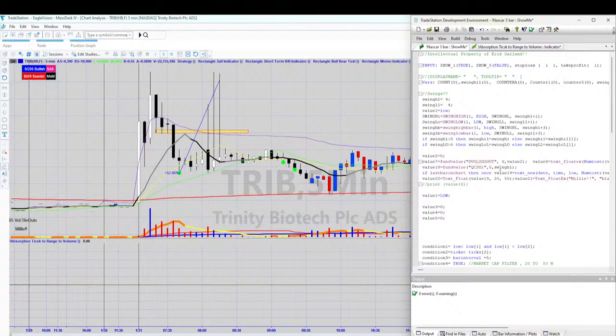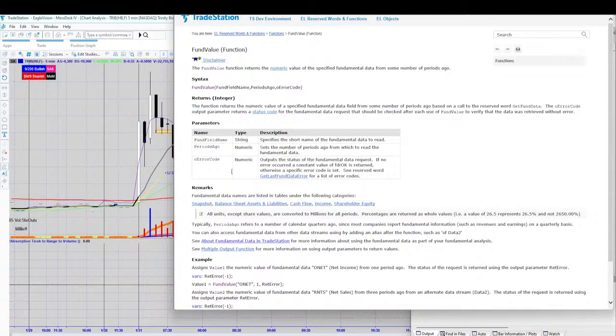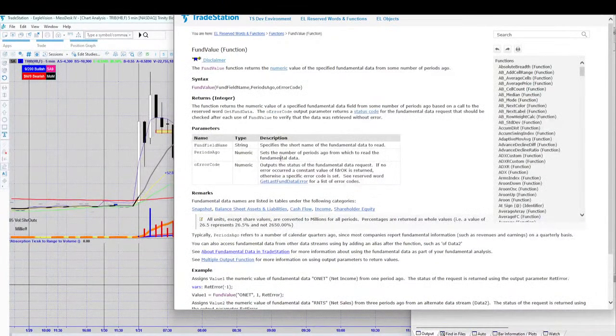And then 0, I don't know what 0 is. Oh, the periods ago. Some of the fields are going to give you historical data, so you can do it from a number of periods ago. Some of them are just what's going on currently. If you want what's going on currently, you put 0 for the periods ago. If you want what was going on 1 day ago or 1 week ago, whatever the field is, then you put 1, 2, 3, whatever.